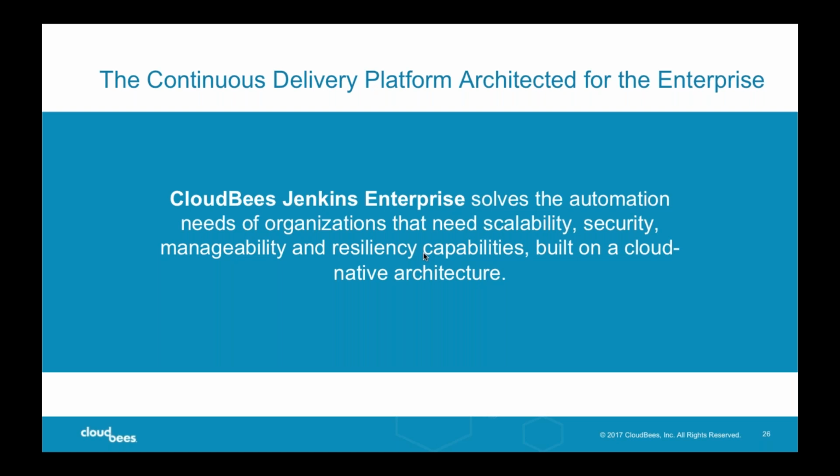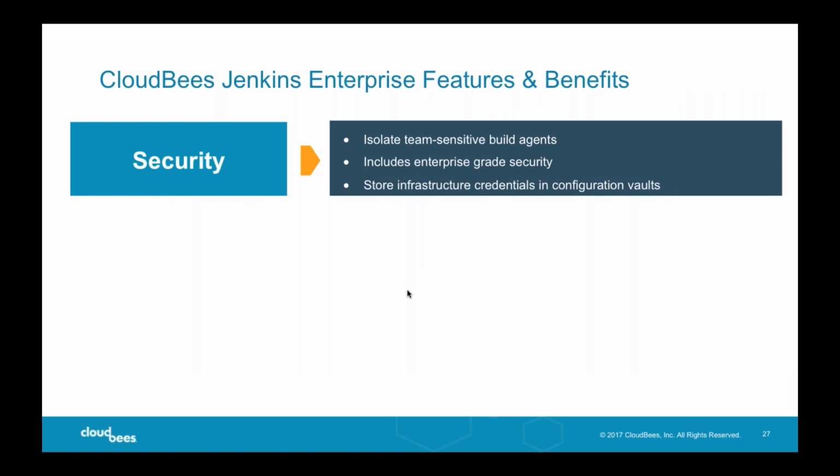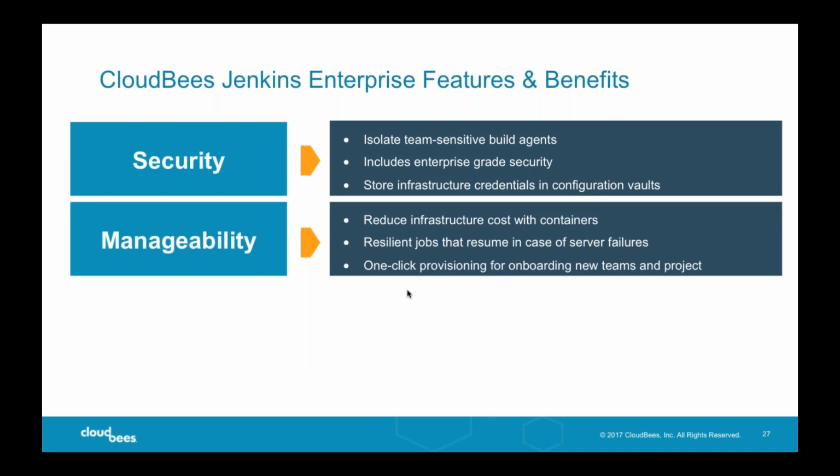So in comes CloudBees and CloudBees Jenkins Enterprise, where we've created a solution to solve the enterprise automation needs, which require scalability, security, manageability, and resiliency. And we've done this built on a cloud-native architecture so that we can do things like isolate team-sensitive build agents in code, manage credentials and share credentials to achieve enterprise-grade security. We implement manageability by having elastic infrastructure.